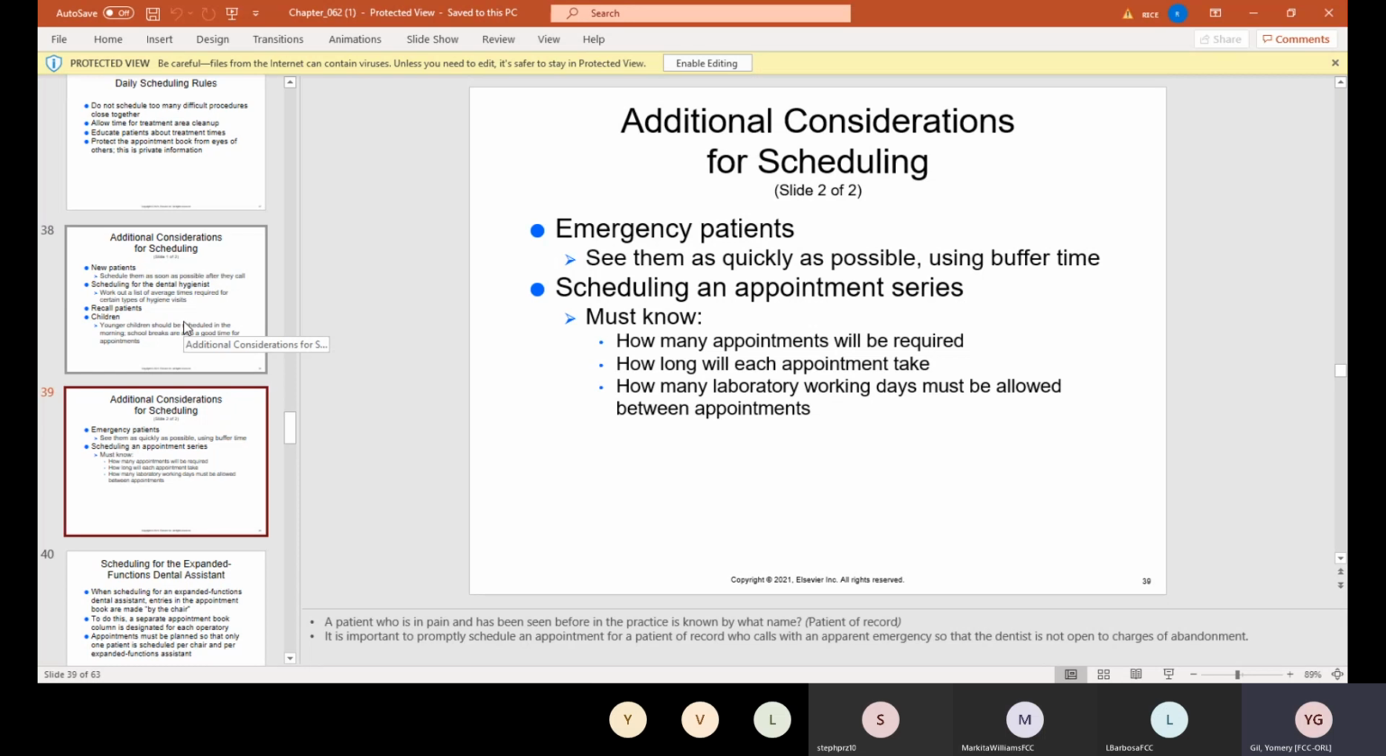We don't turn them away, but sometimes you will get patients who say, well, how long is the wait? If it's going to be an hour or 2 hours, I can't wait. Just make me an appointment. So that depends on your office protocol and how you work that out.